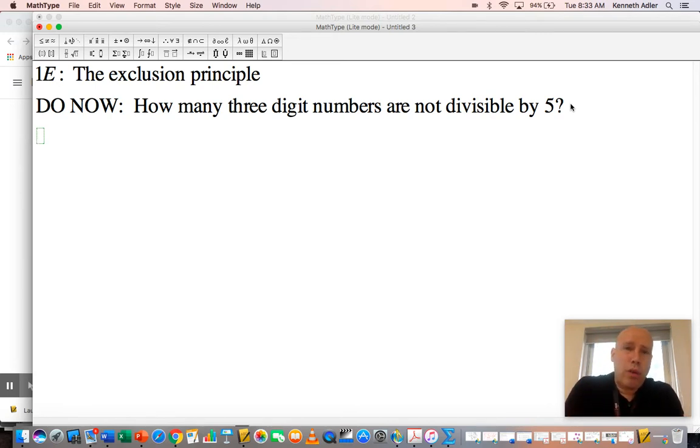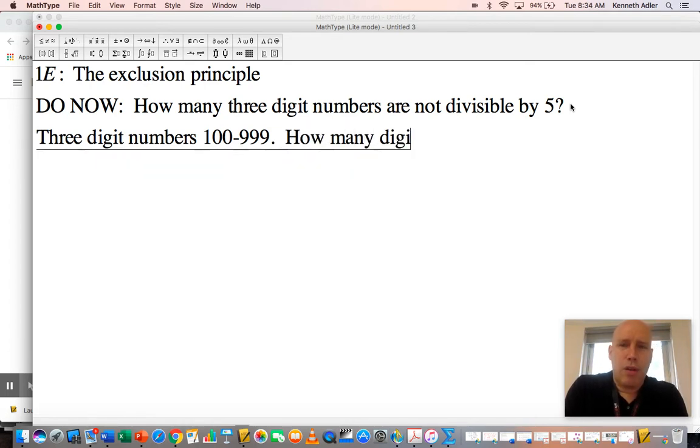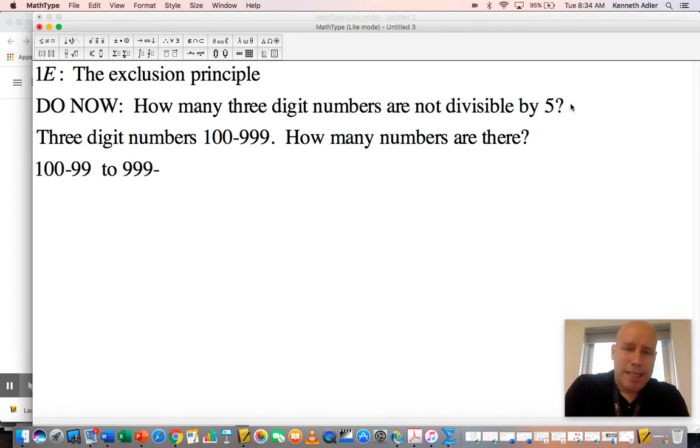So how do we deal with this? Well, first of all, how many 3-digit numbers are there? 3-digit numbers would be 100 to 999. How do you count those? Well, I always find it weird because I'm not really sure how you start and end. One way you could do it is shift everything back. Personally, I'd shift everything back to 1. So 100 minus 99 to 999 minus 99. That gives me 1 to 900. So there's 900 numbers between 100 and 999.